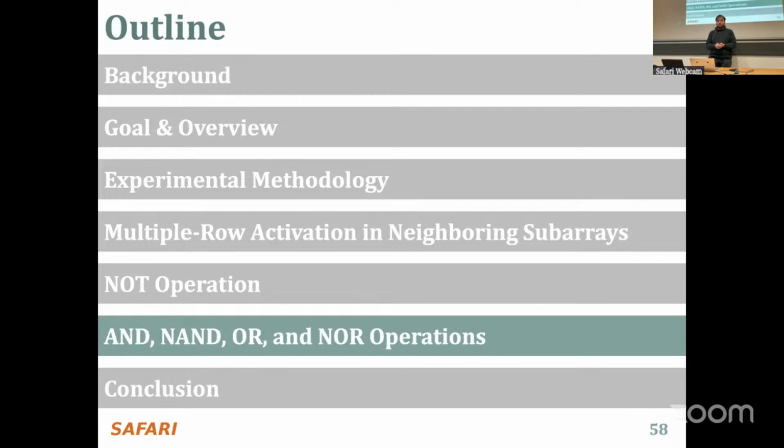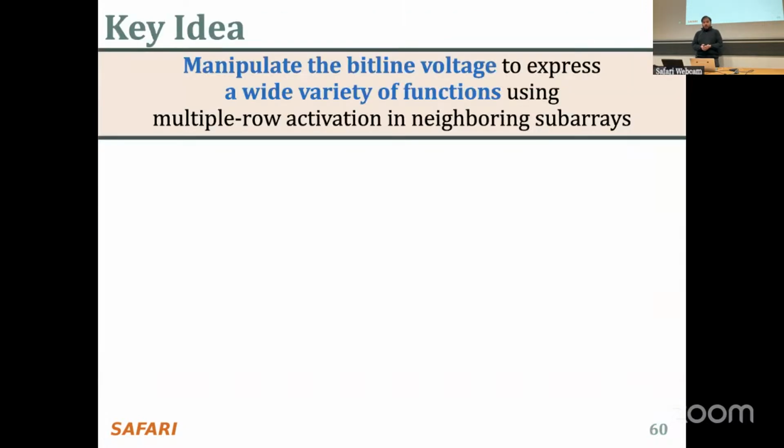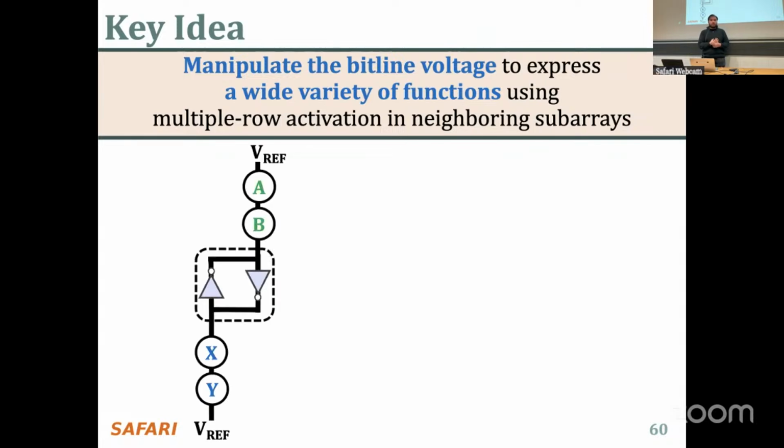And now let's move on to the last demonstration, AND, NAND, OR, and NOR operations. So here, the key idea is to manipulate the bitline voltage to express a wide variety of functions using multiple row activation in neighboring subarrays. Here we have 4 cells, 2 of them in the upper subarray and 2 of them in the lower subarray. And as you can see, when we precharge the bank, we precharge to a certain value, which is VREF. And when we activate a single row, let's say from the upper subarray, the lower subarray's bitline is still at VREF, right? And that's why we can perform read and write operations.